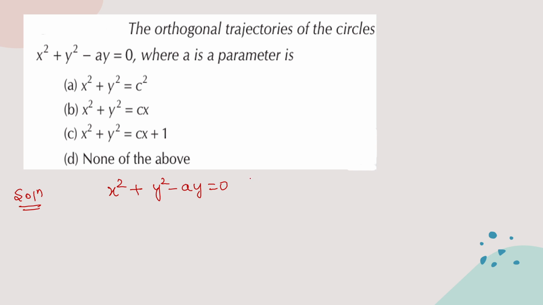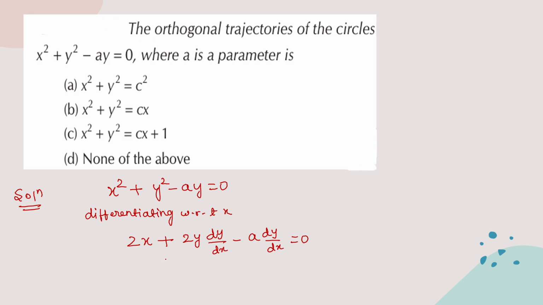So just first of all we will find out the differential equation. Okay, how? By differentiating it simply, with respect to x. When you do that, it will become 2x plus 2y into dy by dx minus a into dy by dx is equal to 0.